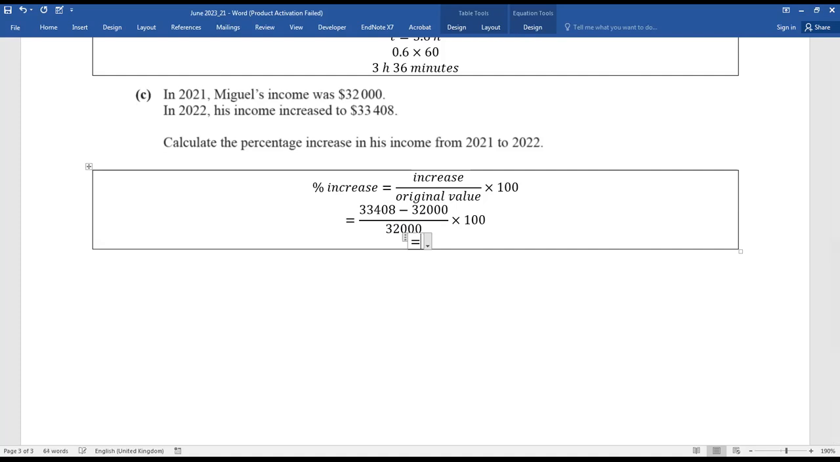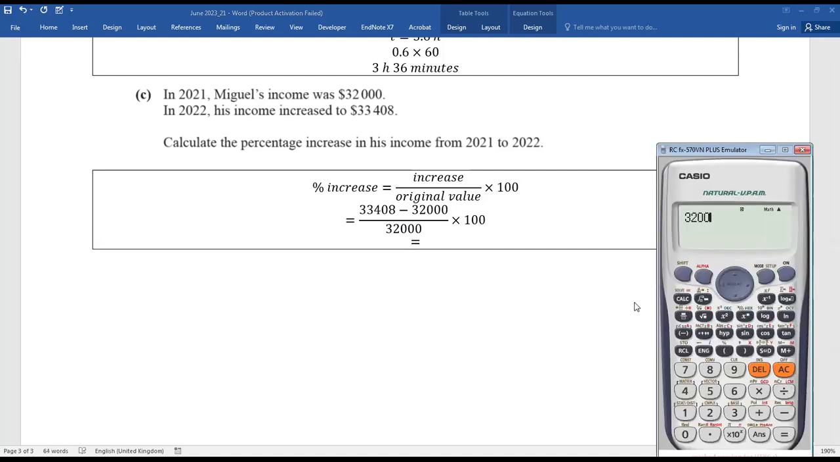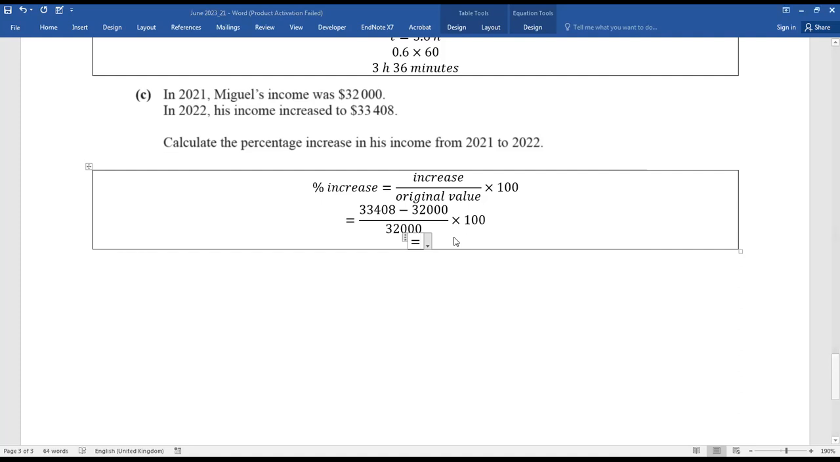So using the calculator, 33,408 minus 32,000. This is the increase. Answer divided by 32,000 times 100. And the value is 4.4%. Moving on to part D.